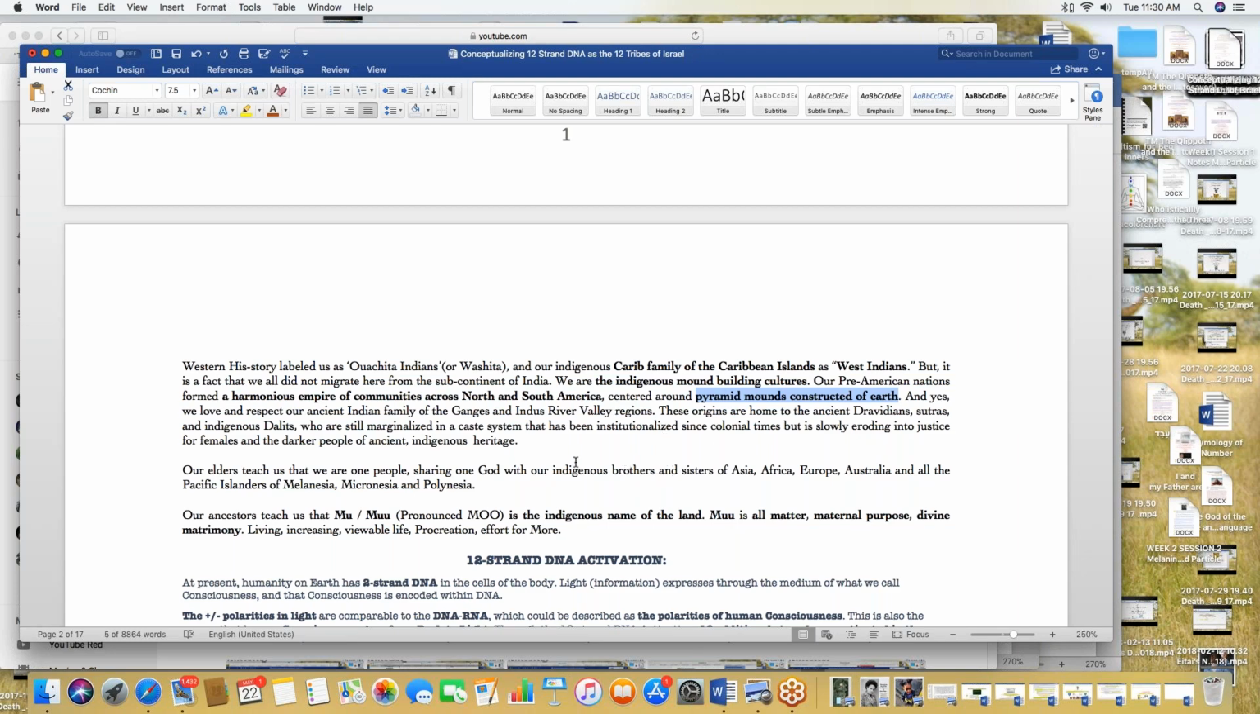And yes, we love and respect our ancient Indian family of the Ganges and Indus River Valley regions. These origins are home of the ancient Dravidians, Sutras, and indigenous Dalits. Dalit is a Hebrew word corresponding to the fourth letter of the Hebrew alphabet and the number 4. Are you all with me? Who are still marginalized in a caste system that has been institutionalized since colonial times, but is slowly eroding into justice for females and darker people of ancient indigenous heritage.